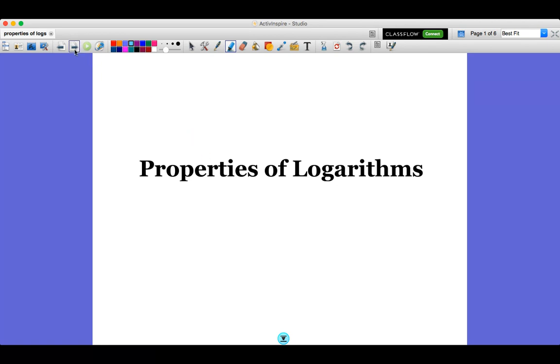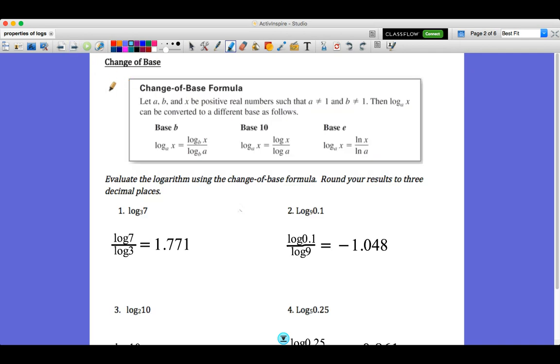So the first part of our notes is going to review what we did last week. Anytime you see something that says evaluate the logarithm or change of base formula, they want us to give an actual numerical answer. So for number one, it says log base 3 of 7. This is where you're going to need Desmos or your calculator. You need to physically type in log 7 divided by log 3.